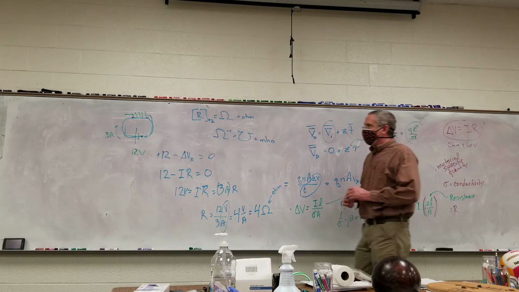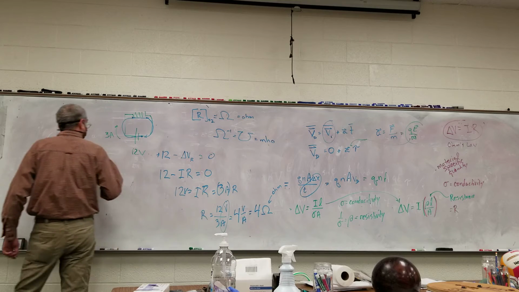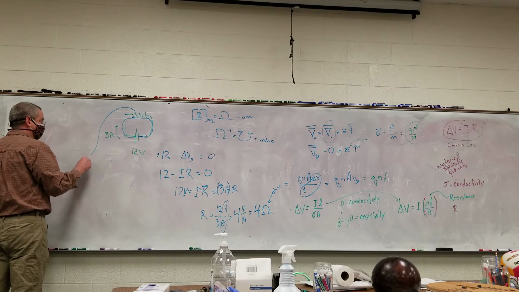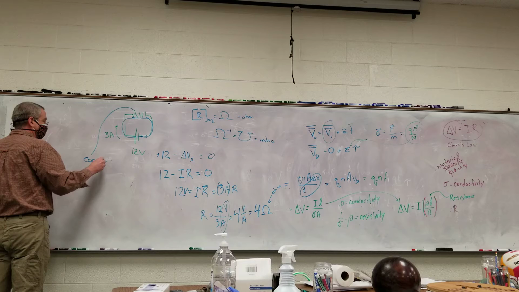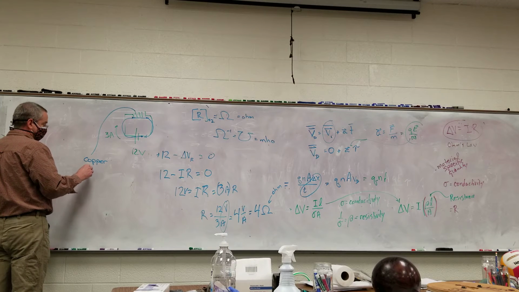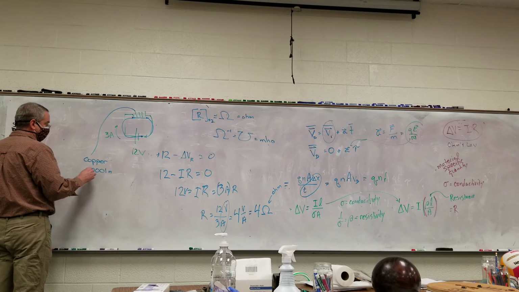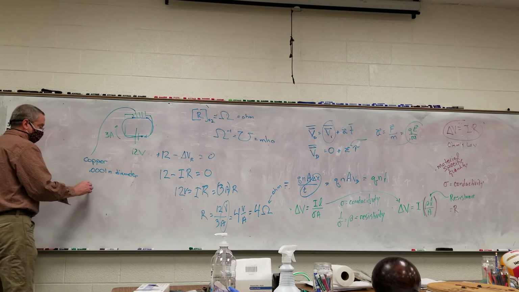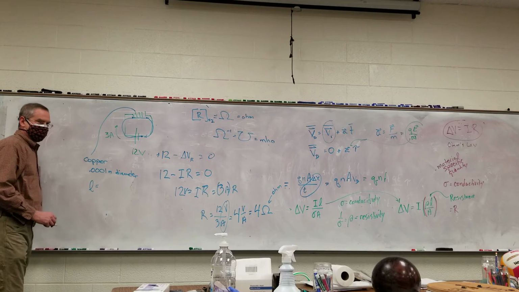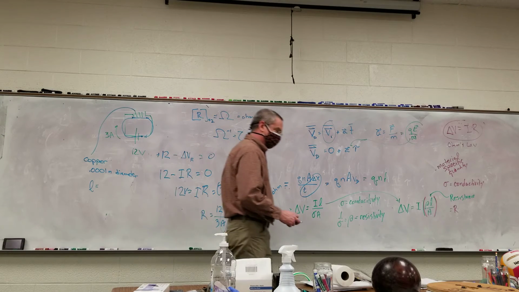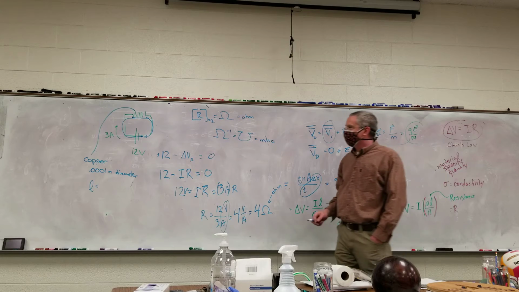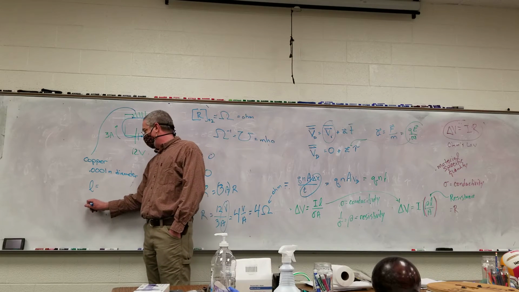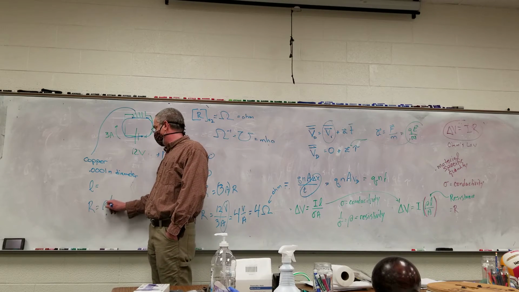I can take this one step further. And let's just say that this is copper, 0.0001 meter diameter. How long is the wire inside the resistor? Well, I know what the resistance is now. I know that the resistance is equal to rho L over A.